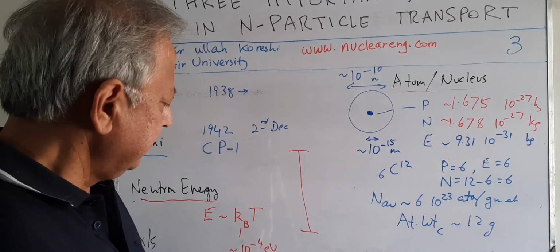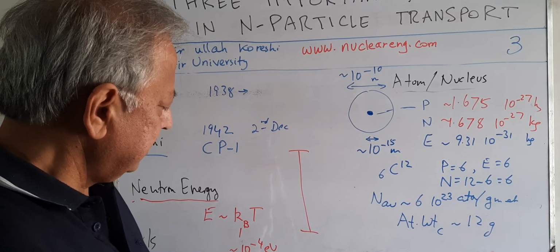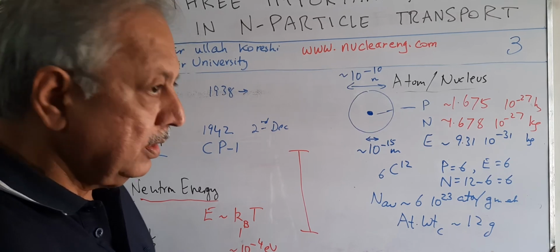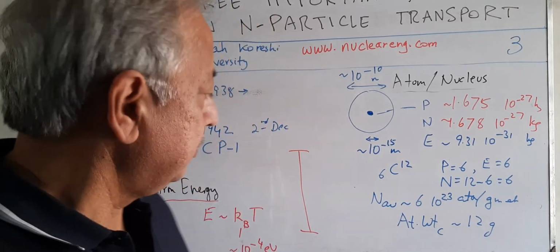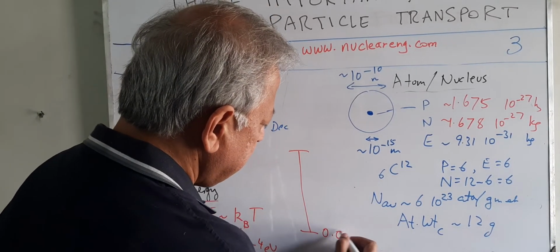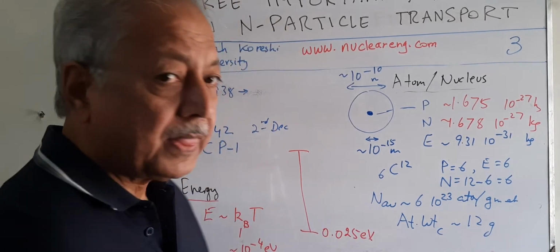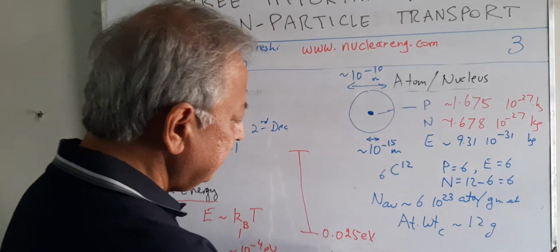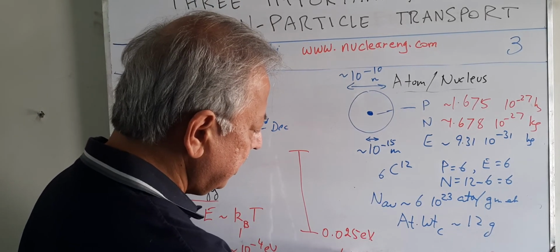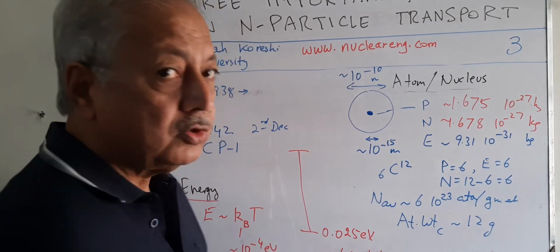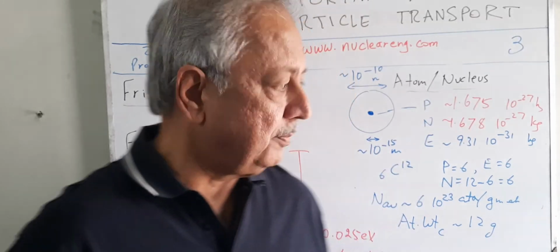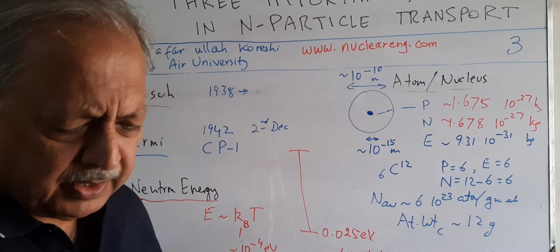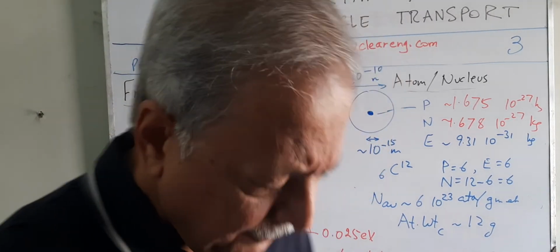I get 300 times 10 to the minus 4. So it comes to 0.03. So thermal energy is about 0.025 electron volts. That's the energy of the molecules in this room, air molecules. And if you calculate the speed of these molecules, it's about 400 meters per second. By our standards, they're very fast, but compared with the speed of light, they're very slow.